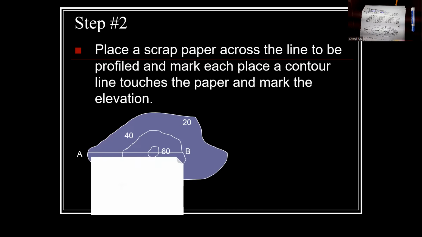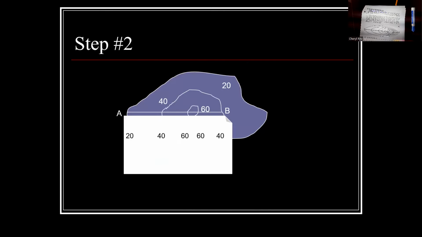So you just take your paper, move it over. You don't have to do this now. We'll do it all together in a second. And then here's the weird part. And mark each place the contour line touches the paper. This is what that means.